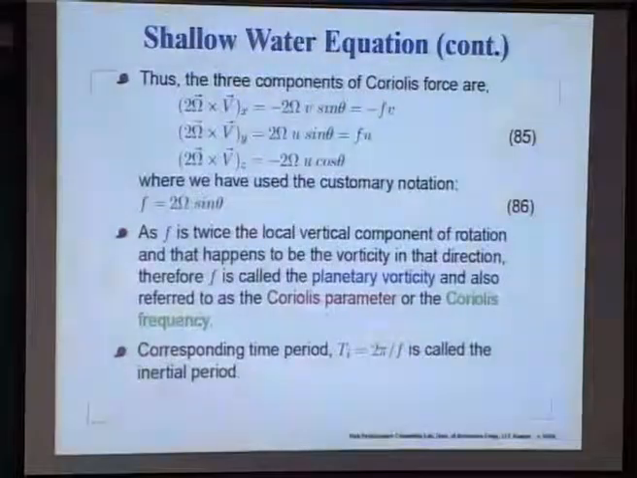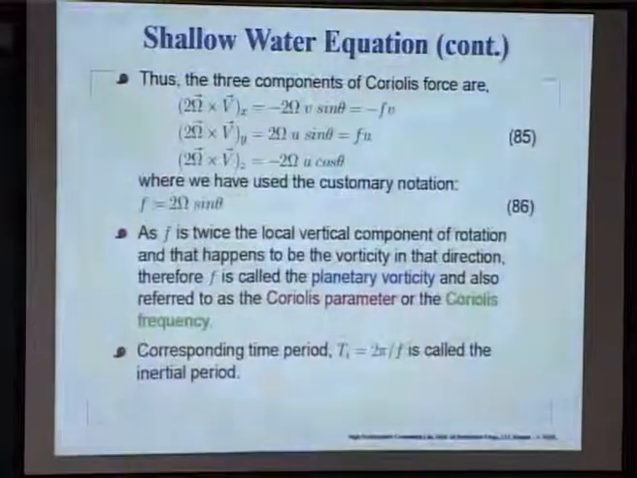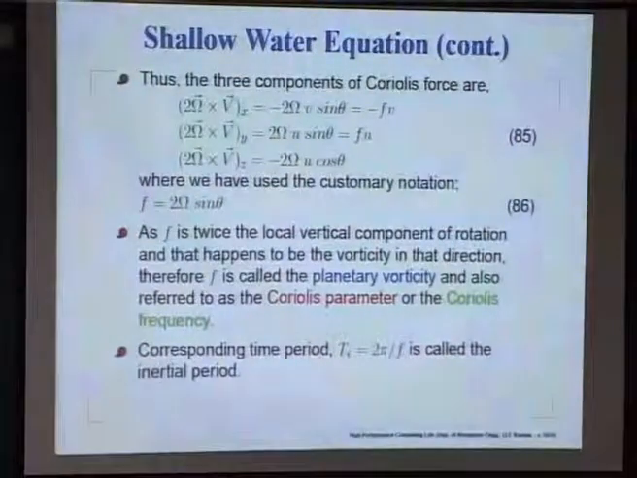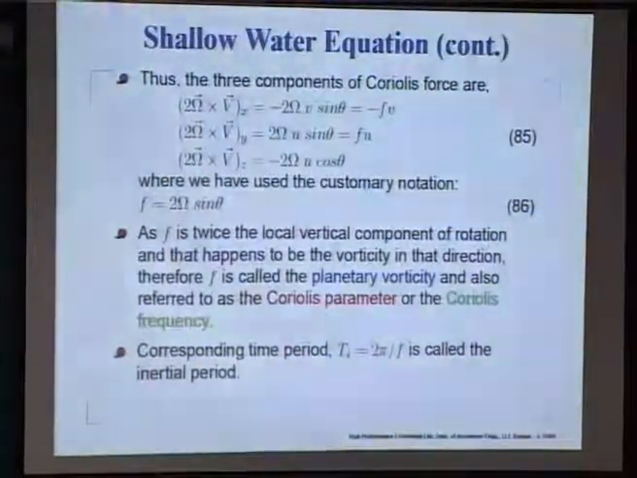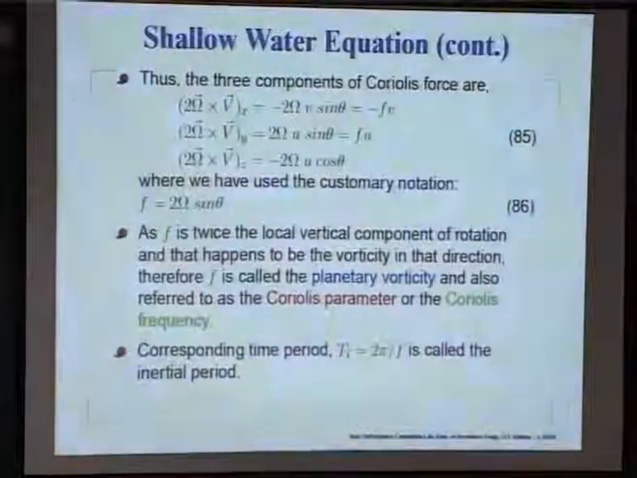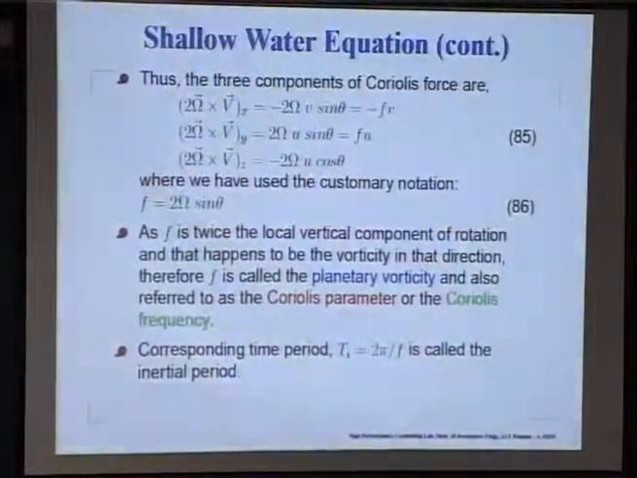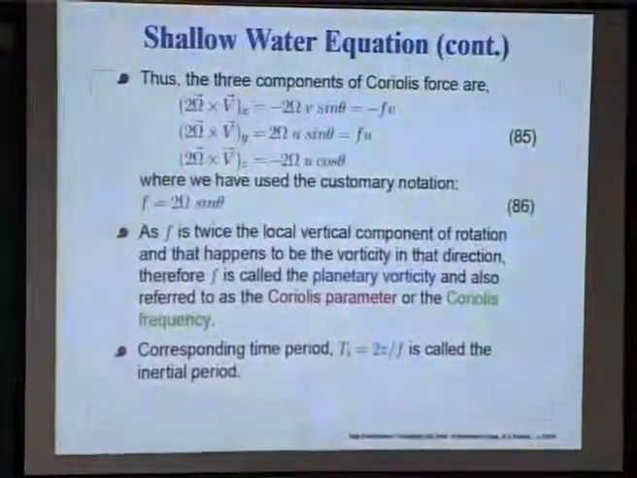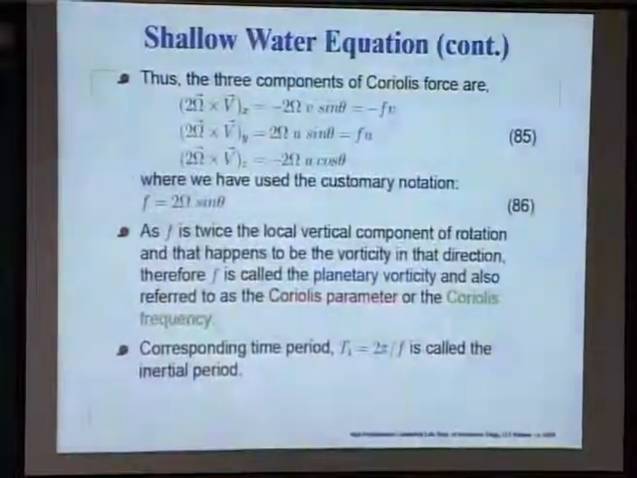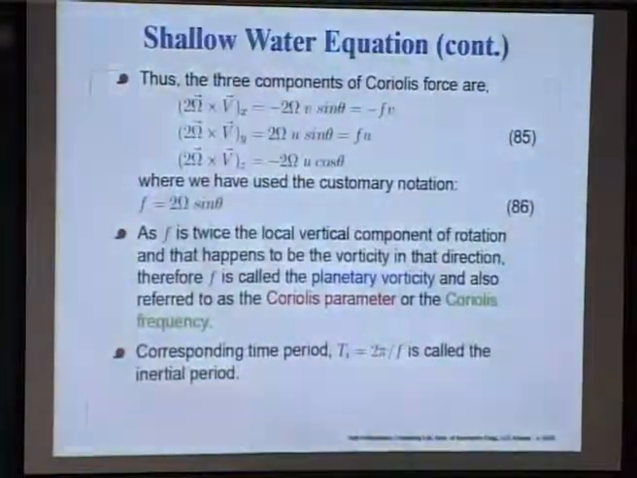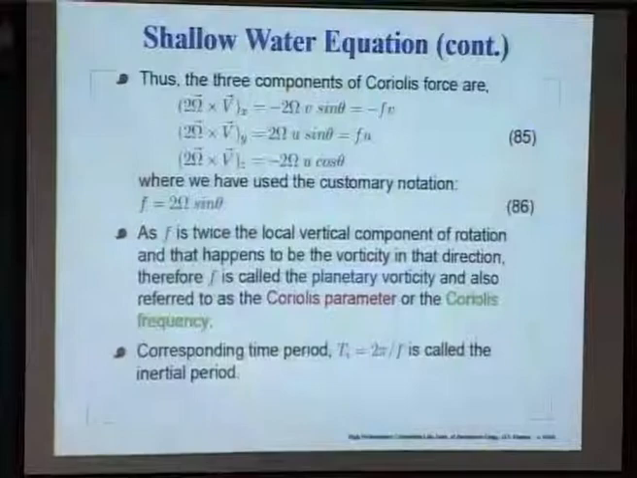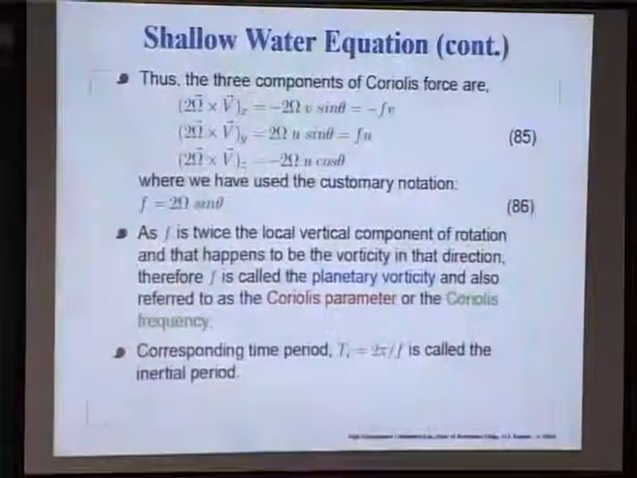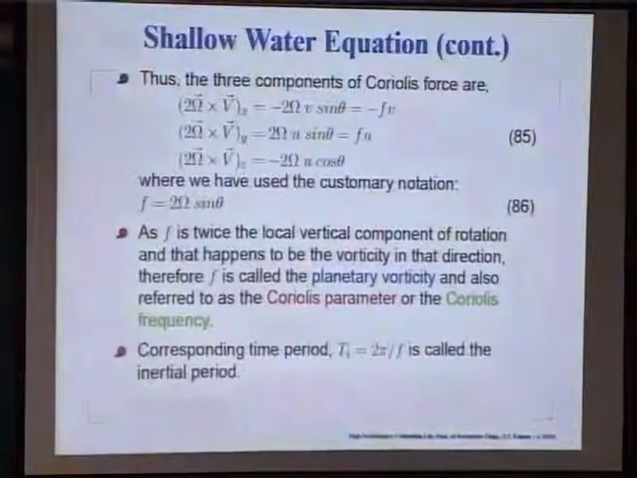Now, we also adopt the notation where we write 2 omega sin theta as f, and this happens to be twice the local vertical component of the rotation rate, and that is exactly equal to the vorticity. So, we call this f as the planetary vorticity or the Coriolis parameter, or alternatively also it is called the Coriolis frequency. And since it has a time scale of 1 over t, we can work out a time period corresponding to this f parameter, and that is what we call as the inertial period.